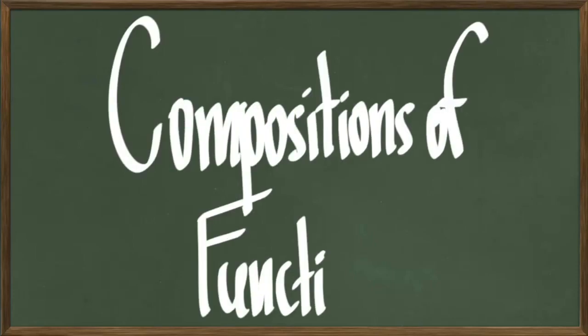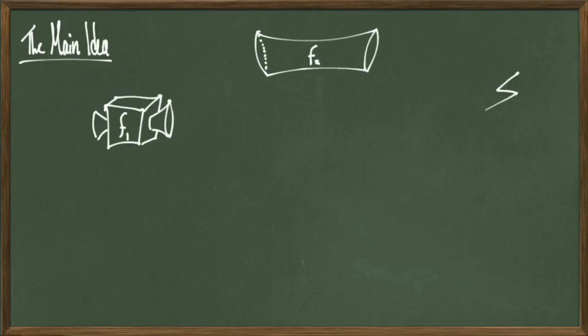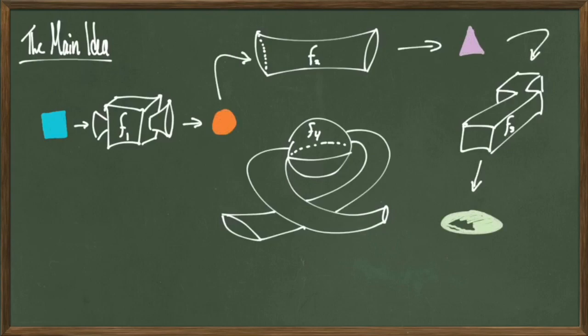Hey everyone, today we're going to be talking about the composition of functions. To get the main concept down, imagine that I have four functions going on. I have f1, f2, f3, and f4. Now suppose that I input a blue circle into f1 and it gives me an orange circle. What I'm going to do is take that orange circle and feed it into f2 to get a purple triangle.